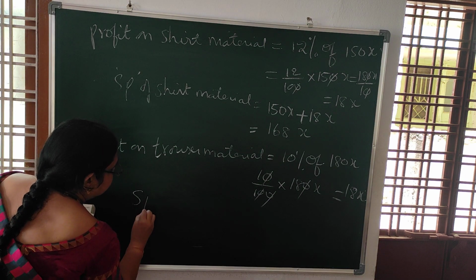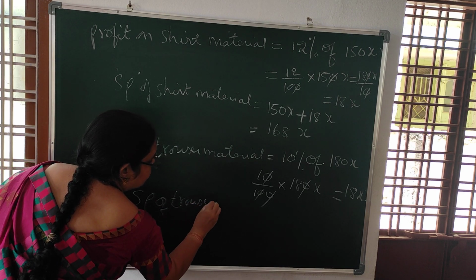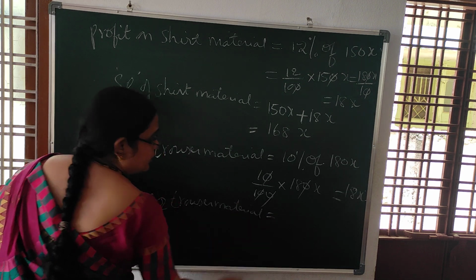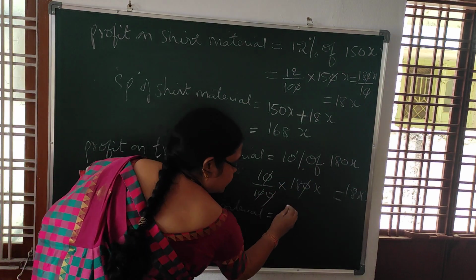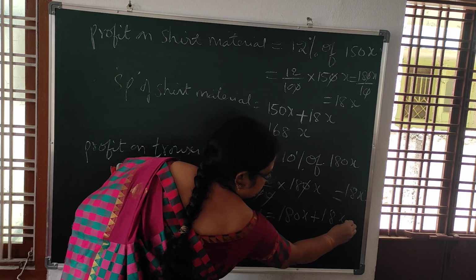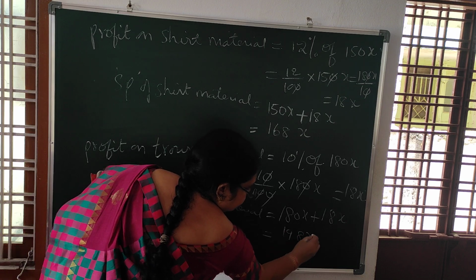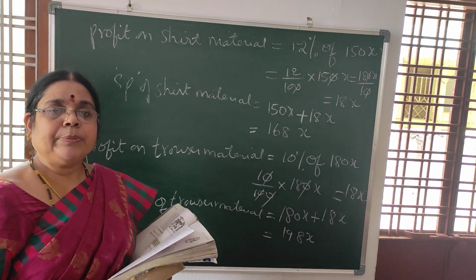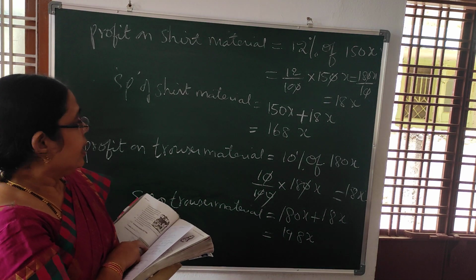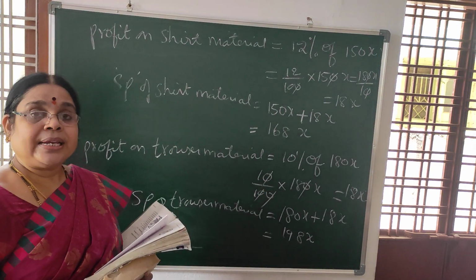So what is the selling price of trouser material? Selling price of trouser material is cost price plus profit. Cost price is 180x plus profit 18x. This is equal to 198x. So selling price of trouser material is 198x and selling price of shirt material is 168x.